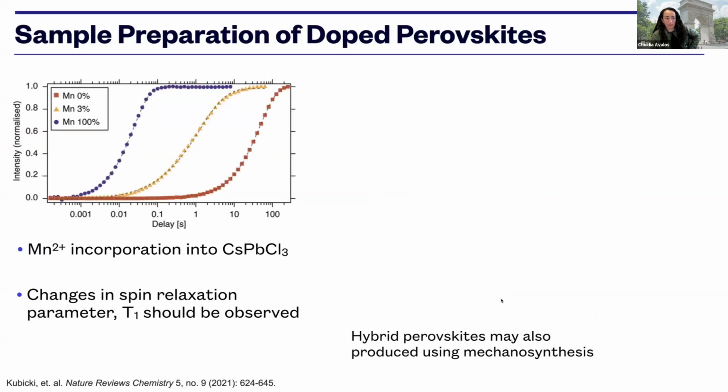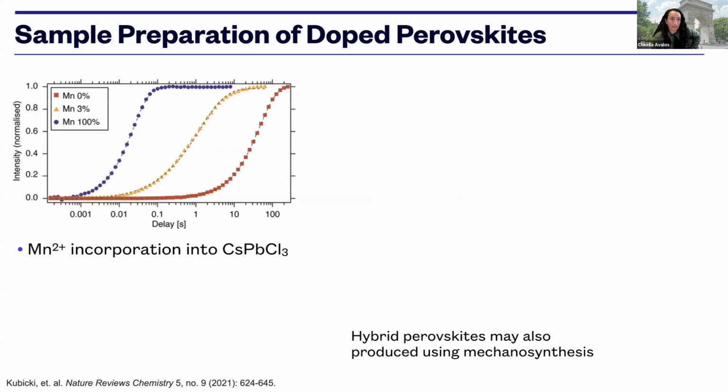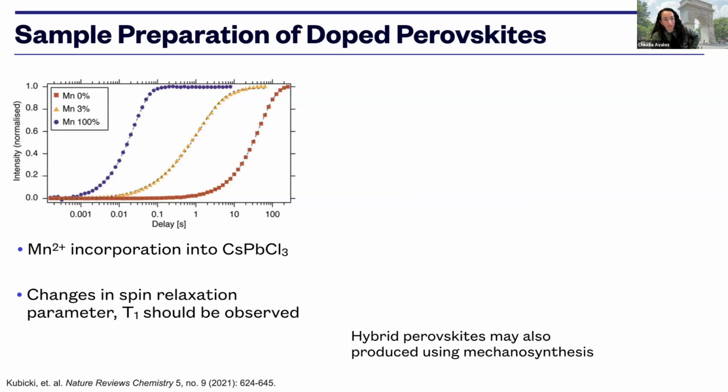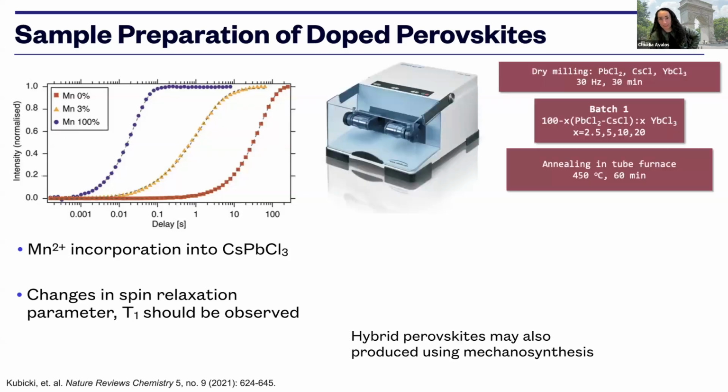So what was I saying here? Here's just an example: when you incorporate manganese into cesium lead chloride, you can see changes in the relaxation behavior. Changes in T1 will scale according to how much paramagnetic centers you put in there.